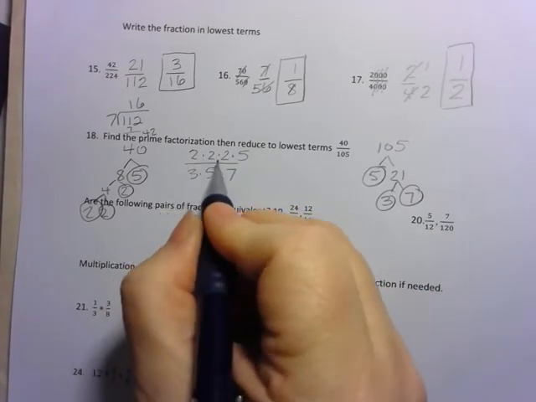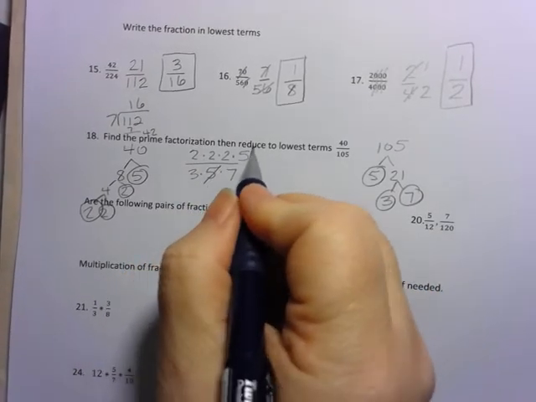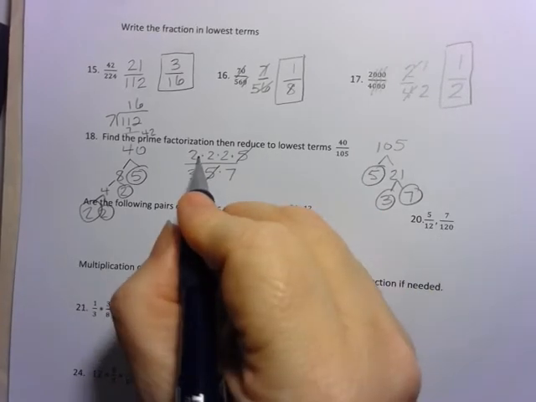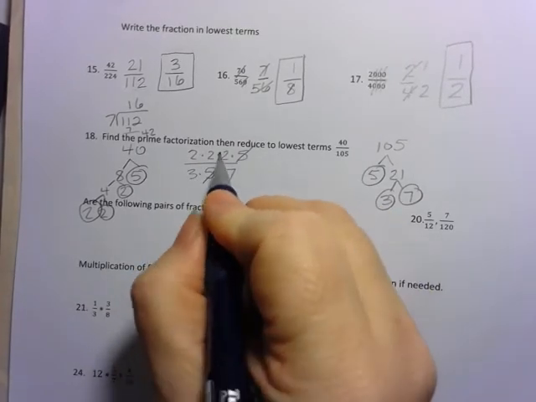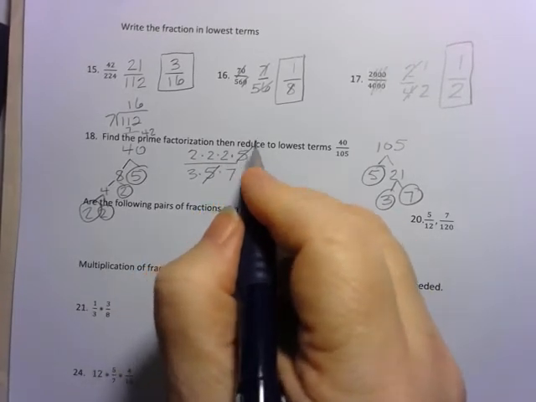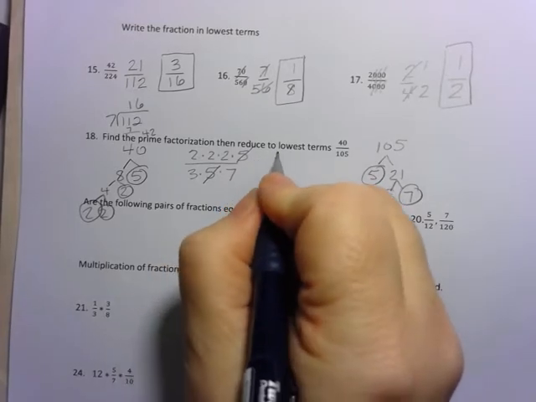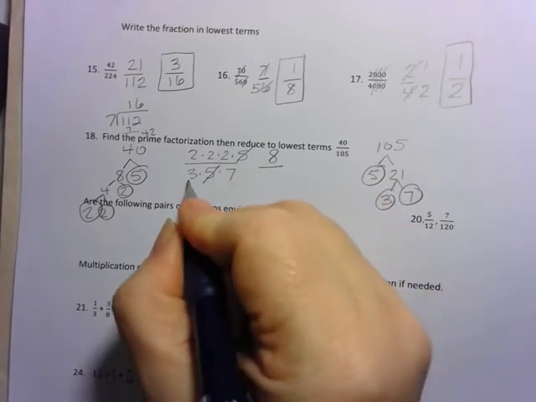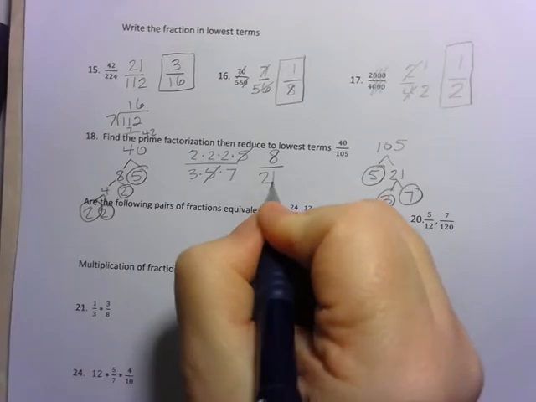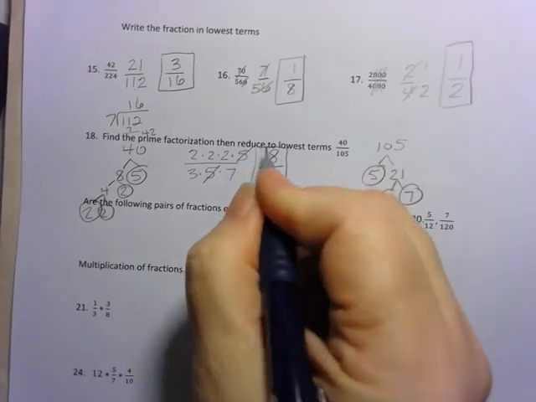Since I'm multiplying, I can cancel the 5s. 2 times 2 times 2, there's no other common factors. So 2 times 2 times 2 is 8. 3 times 7 is 21. That is in lowest form.